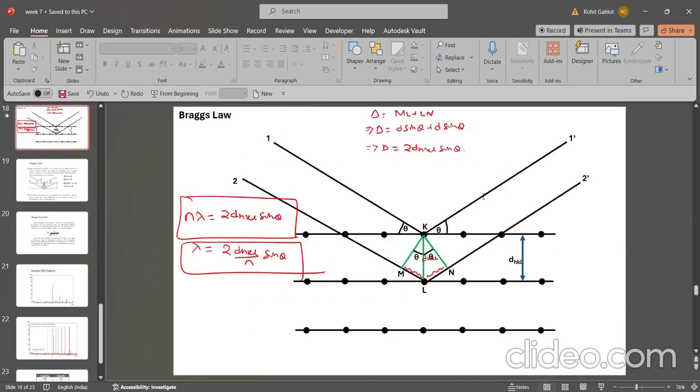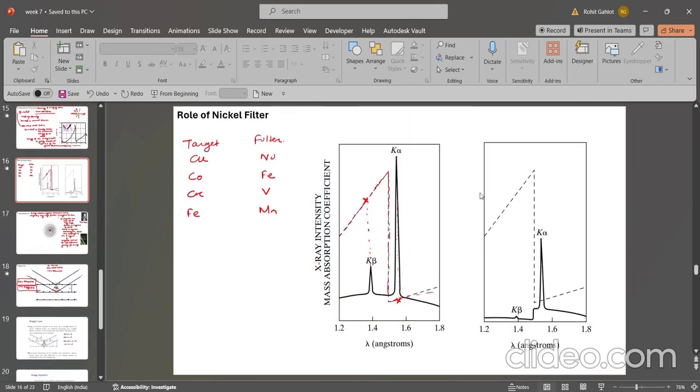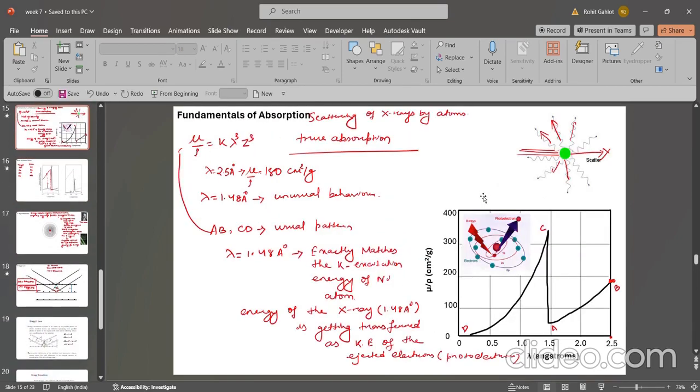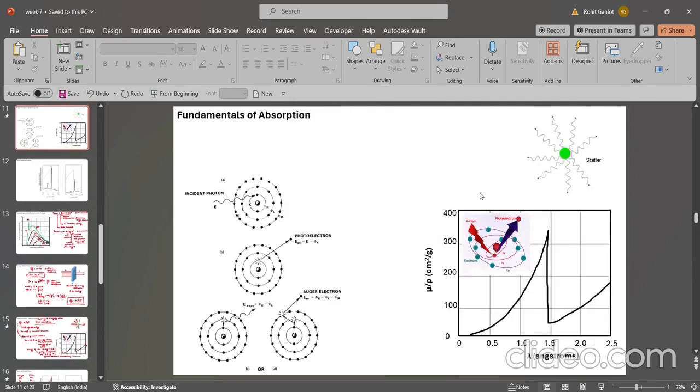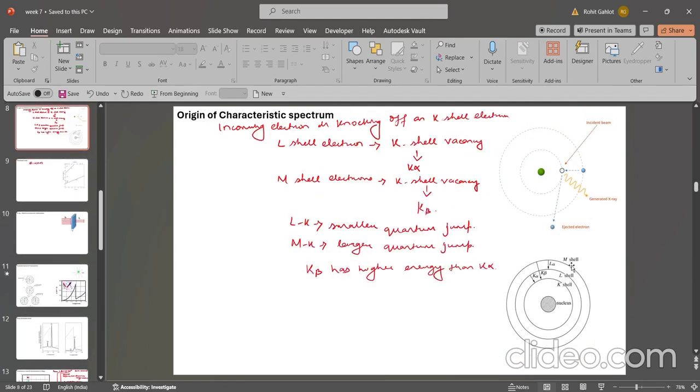And one more thing, as I discussed, generally K alpha 1 is higher. It is more probable that a K shell vacancy will be filled by an L shell electron, because it is nearer. Then the N shell, because that electron has to travel more. Therefore the K alpha line is stronger than your K beta line.